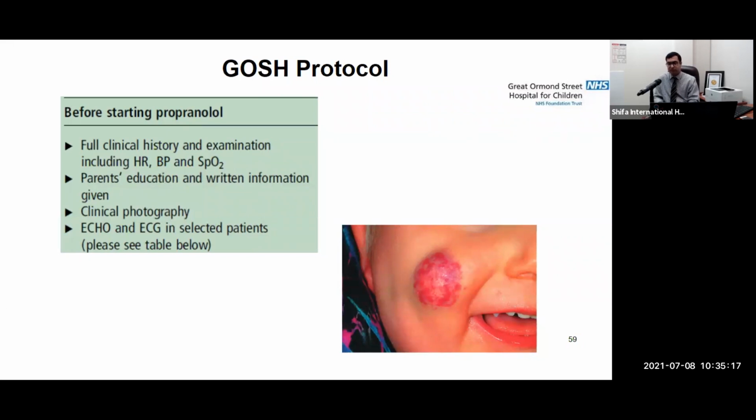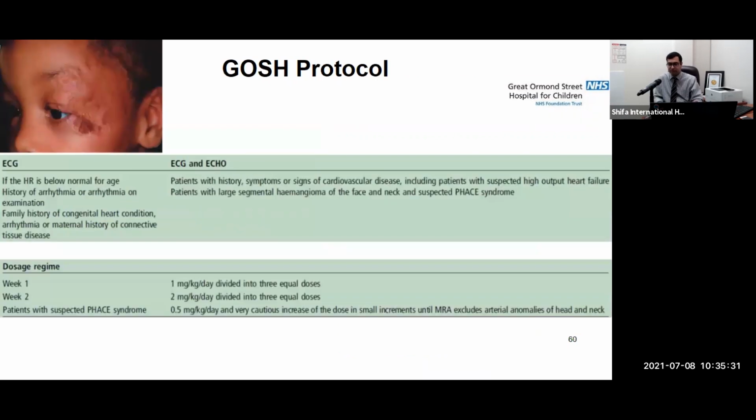Now, clinical photographs. Nowadays, everyone has a mobile phone with a smart camera. Encourage the family to take a photograph and tell them not to delete it. Some of them, unfortunately, do. Then ECG and echo, but in selected patients, not everyone. What selected patients? We'll do an ECG if the heart rate is below normal for the age, if there is a history of arrhythmia, if there is arrhythmia on examination, if there is a family history of congenital heart disease or a maternal history of connective tissue disease. ECG and echo again if there is a family history of cardiovascular disease, or if you suspect it's a segmental hemangioma as part of PHACE syndrome, then again, think outside the box.